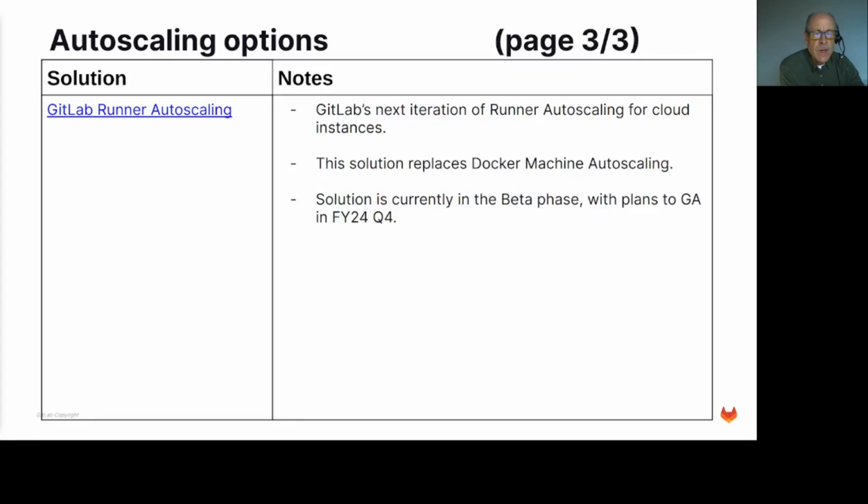Speaking of which, the GitLab Runner Autoscaling is the next generation, which is meant to replace the Docker Machine Autoscaler. Sometimes you may hear this referred to as the fleeting plugin autoscaler, even though the instance executor also uses the fleeting project plugins. This solution is currently in the beta phase with plans to go GA in Q4 of 24.